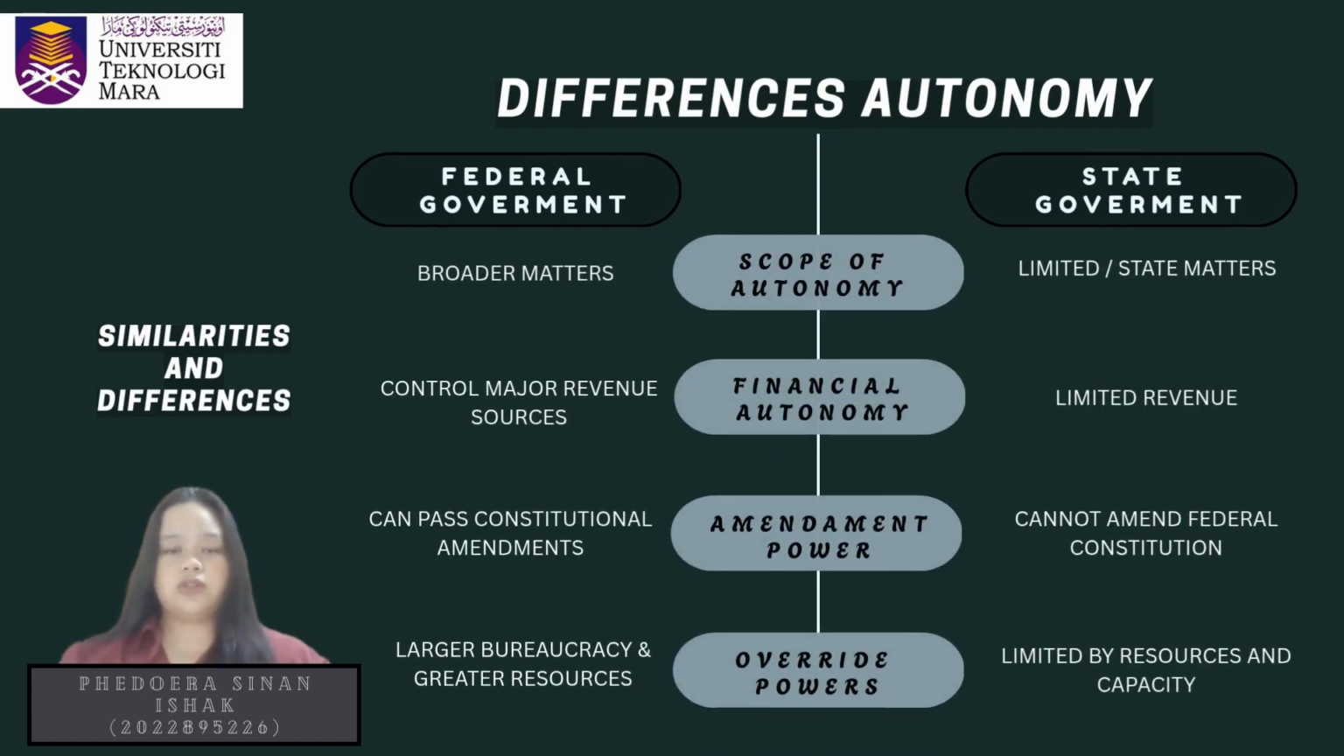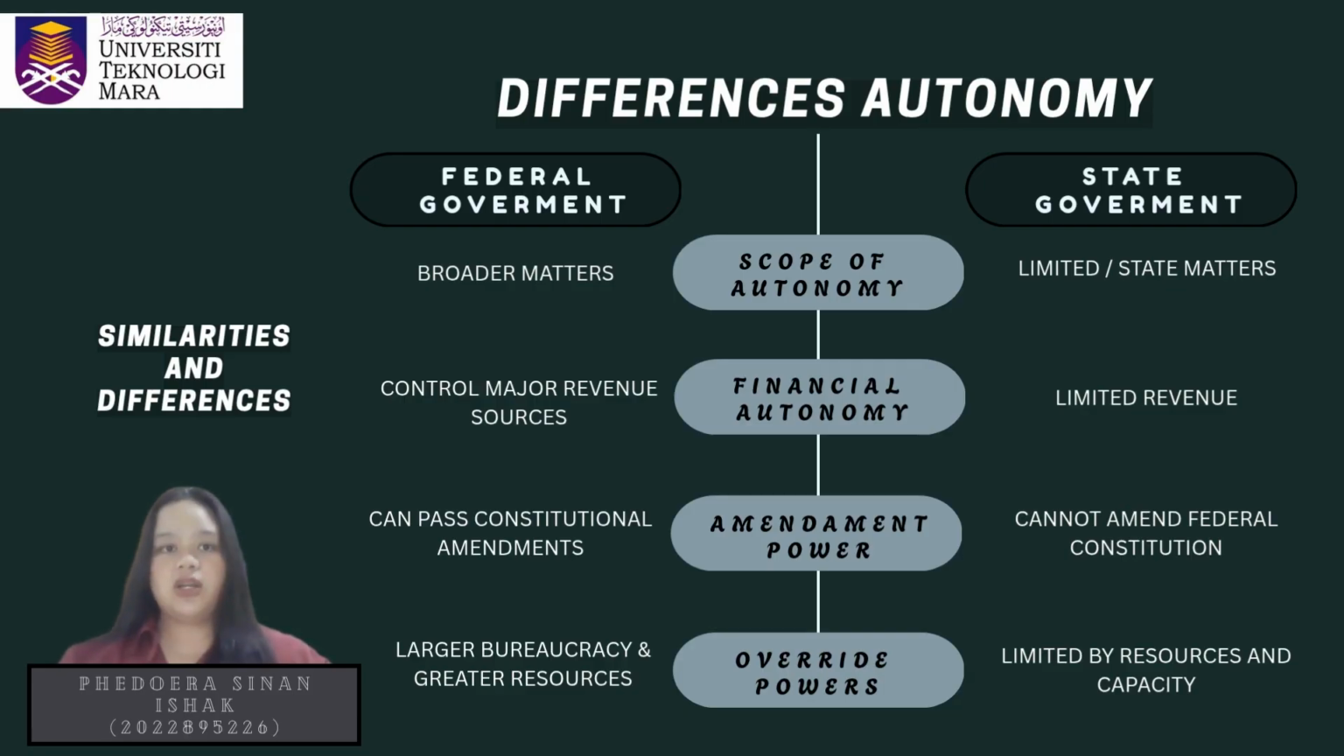In the scope of autonomy, the federal government handles broader national matters while state governments focus on limited, state-specific issues. For financial autonomy, the federal government controls major revenue sources, giving it greater independence, whereas state governments have more limited revenue. Regarding amendment power, only the federal government can pass constitutional amendments.